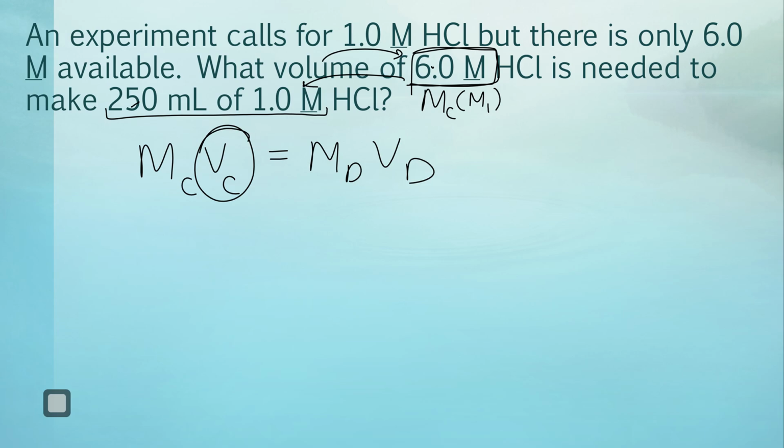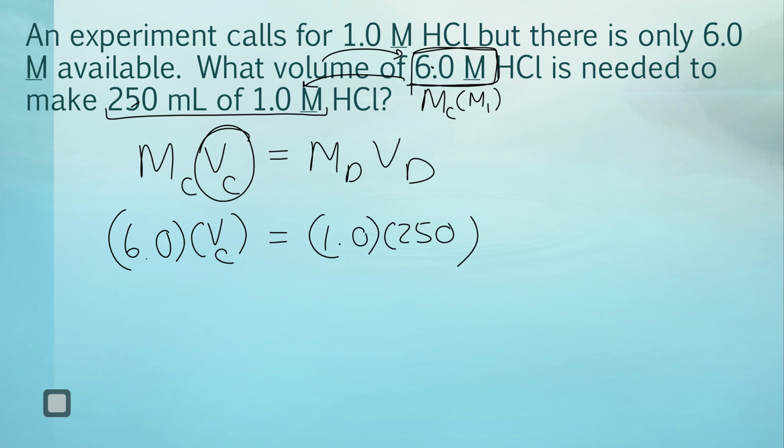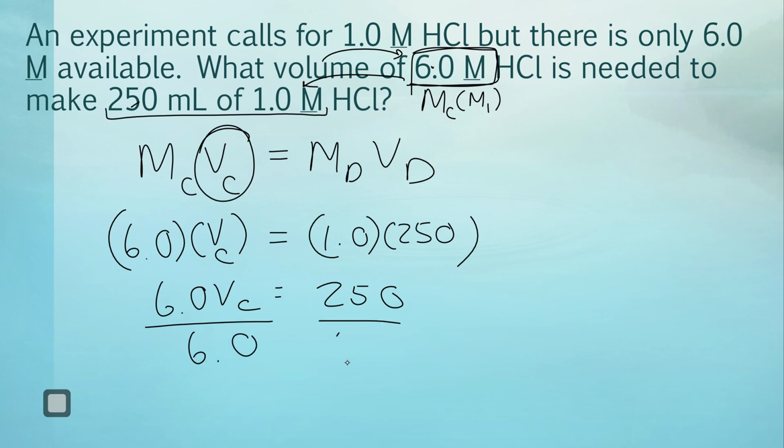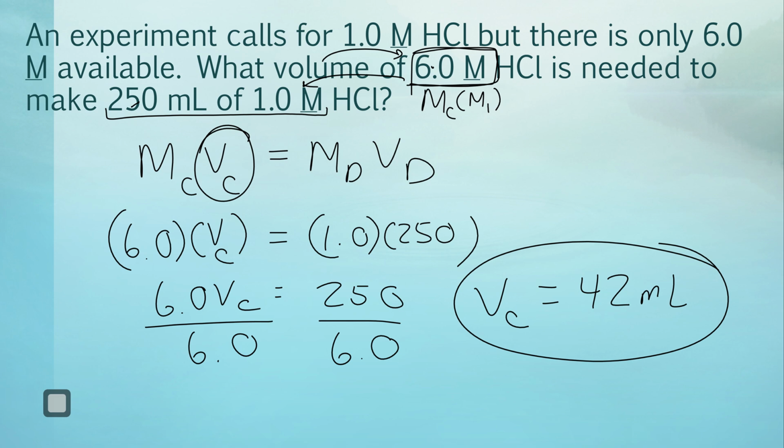So, reading it correctly, we are doing 6.0 times VC equals 1.0 times 250, and we solve. It's a pretty easy little equation to solve. You're basically going 1 times 250, so that's 250 on this side, equals 6.0 VC, and you divide 6.0 to the other side. So the volume of concentrated solution would be, and I only want 2 sig figs, 42 milliliters of the concentrated solution.